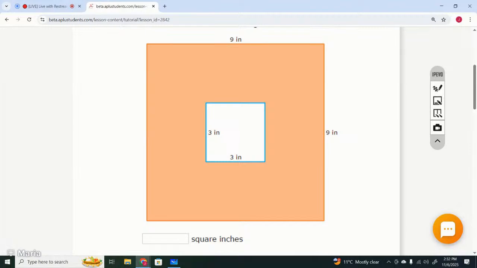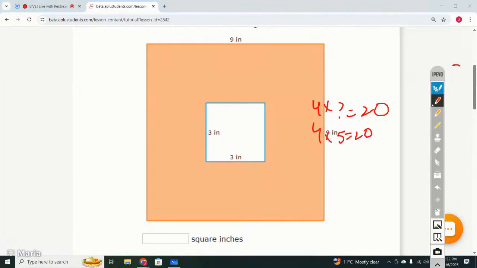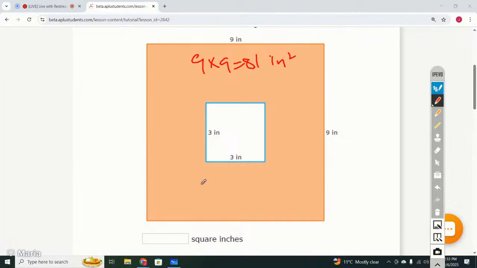How do you calculate? Let's just calculate the area of the bigger square and smaller square. We know that the area is length times width. For the outer one, that is 9 times 9, that is 81 inches square. So this is the whole square, the outer one. Calculate the area of the inner one, that is 3 times 3 is 9. You need to find the area of the shaded region only. So you need to subtract the area of the outer one minus the area of the inner one, right? This is the area of just the shaded region. Got it?